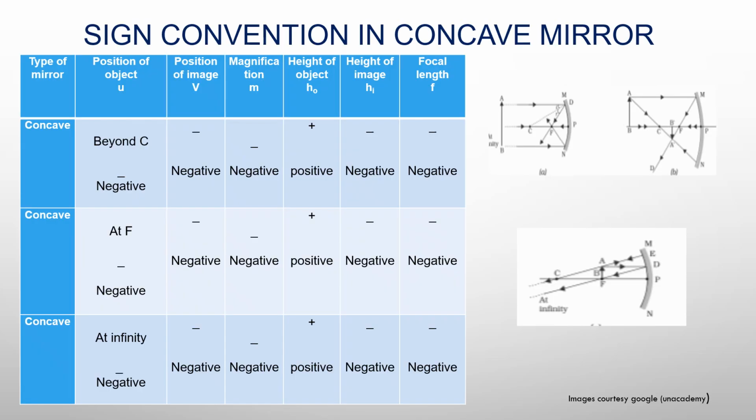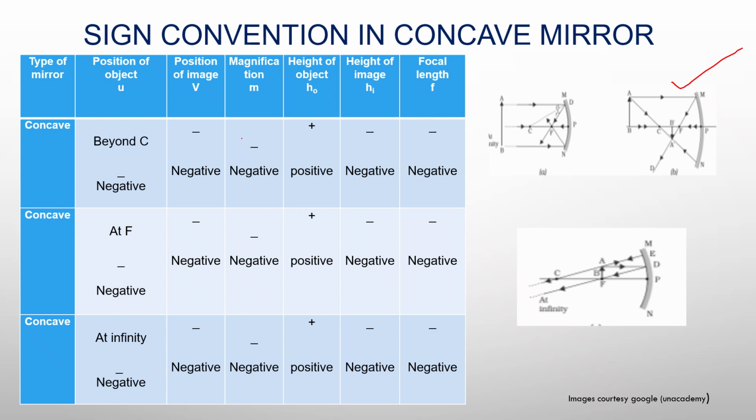Now this is beyond C. So here in this beyond C, see this case. If it is beyond C, again we know about U, how we have kept, and HO, how we have kept. I am not repeating that. Now in this, the image is formed between F and C. By this time you will be very, very thorough with all these. How is it formed? Real and inverted.